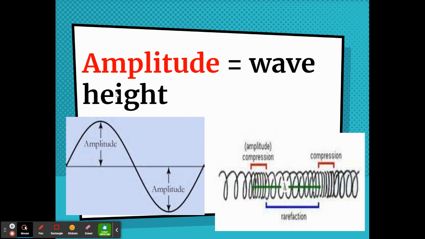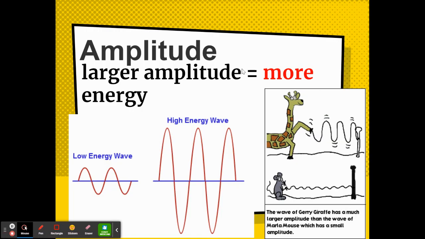Amplitude. So amplitude equals wave height. So it's how high the wave is. So here's amplitude, here's amplitude. All right, larger amplitude equals more energy. So there's a larger amplitude, like right here, there's more energy. This has low energy because the amplitudes are not as big.